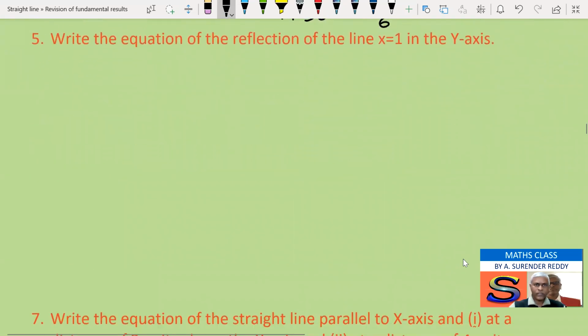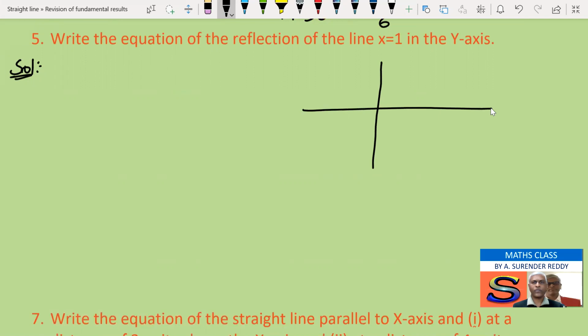Now let us look at this. Write the equation of the reflection of the line x is equal to 1 in the y-axis. Now let us take the x and y coordinate axes. Now this is the x-axis, and this is the y-axis. x is equal to 1. So this is 1, this is 2, this is 3, this is minus 1, this is minus 2, like this. x is equal to 1 means a line parallel to y at x equal to 1. So x is equal to 1 is the line which is parallel to the y-axis. So this is x is equal to 1.